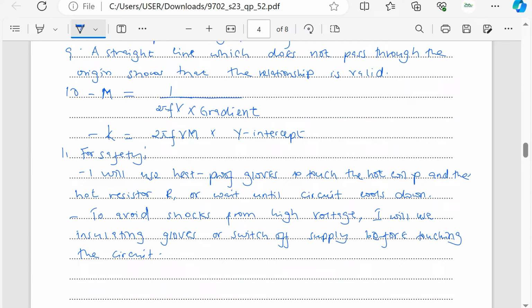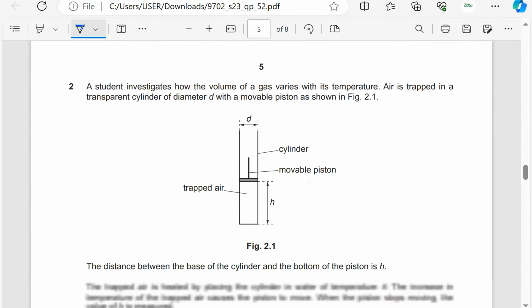For safety, I will use heat-proof gloves to touch the hot coil P and the hot resistor R, or wait until the circuit cools down. To avoid shocks from high voltage, I will use insulating gloves or switch off supply before touching the circuit. So I've written exhaustively. Question number 2.